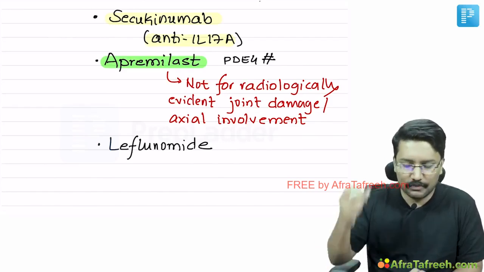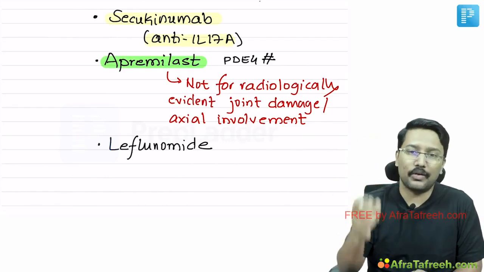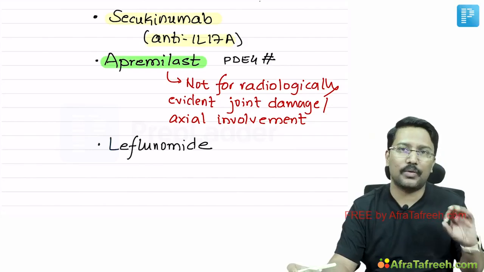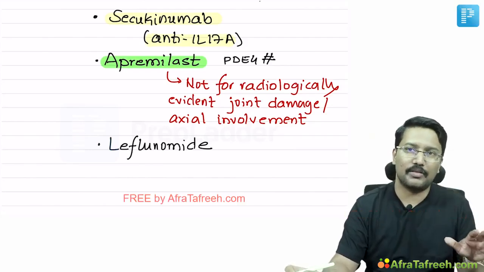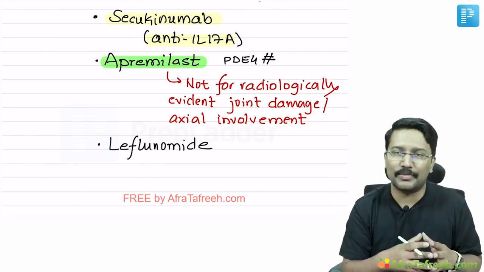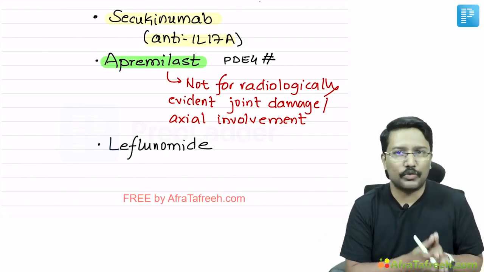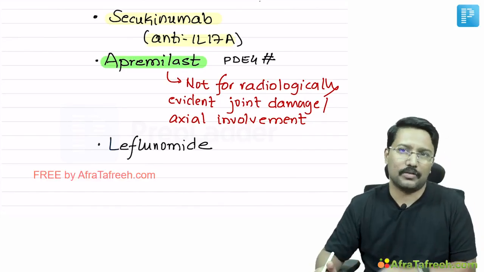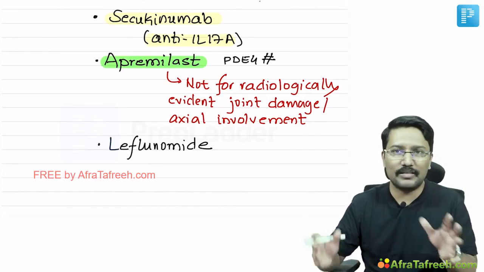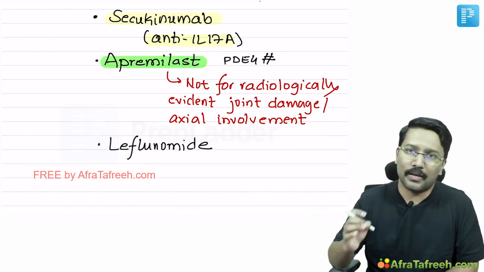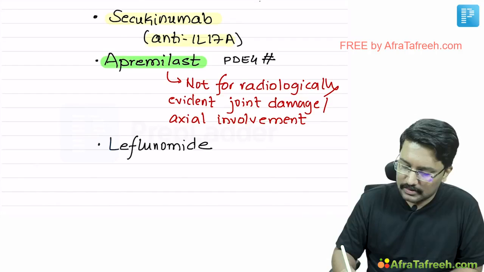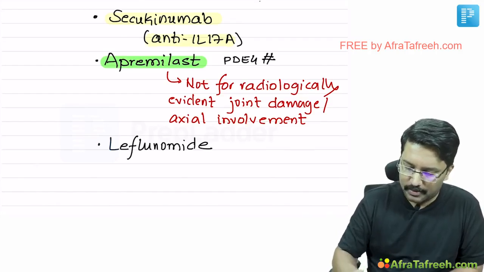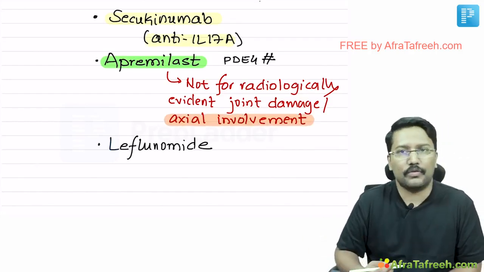It is helpful when there is no radiological evidence of joint damage. Once joint damage has occurred, once you start noticing arthritis mutilans, or if there is already fusion of the joints, in such a situation this is not helpful. So it should be started much earlier, before there is radiological evidence of joint damage. If it is only clinically diagnosed as psoriatic arthritis, with no radiological evidence of joint damage, in those patients it can be used. This is also not suitable for patients with axial involvement, right? So there also it is generally not useful.